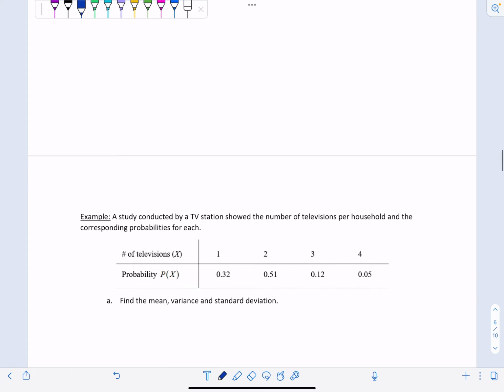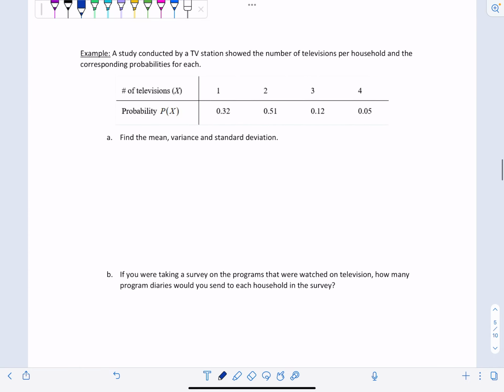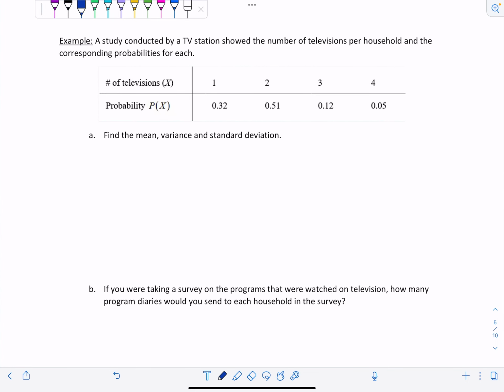Let's look at an example so you guys aren't so terrified. I know the formulas can look a little intimidating, but they're really not that bad. First example. A study conducted by a TV station showed the number of televisions per household and the corresponding probabilities for each. Okay, so 1 television, probability 0.32, 2, probability 0.51, 3, probability 0.12, and 4, probability 0.05. Find the mean, variance, and the standard deviation.